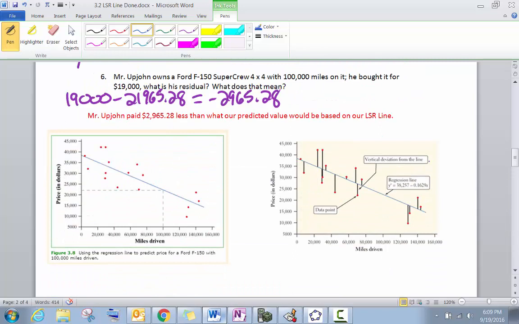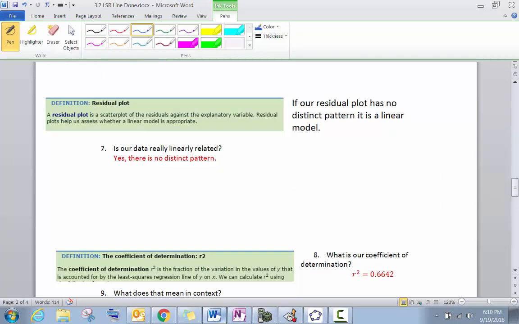So here we can see what the value would be. 100,000 here would be here. So that's why our price is 21,965.28. That's about what that is. And here you can see the residuals. The points above are positive, so we have a difference there, and points below are negative residuals. A residual plot is a scatter plot of the residuals against the explanatory variable.